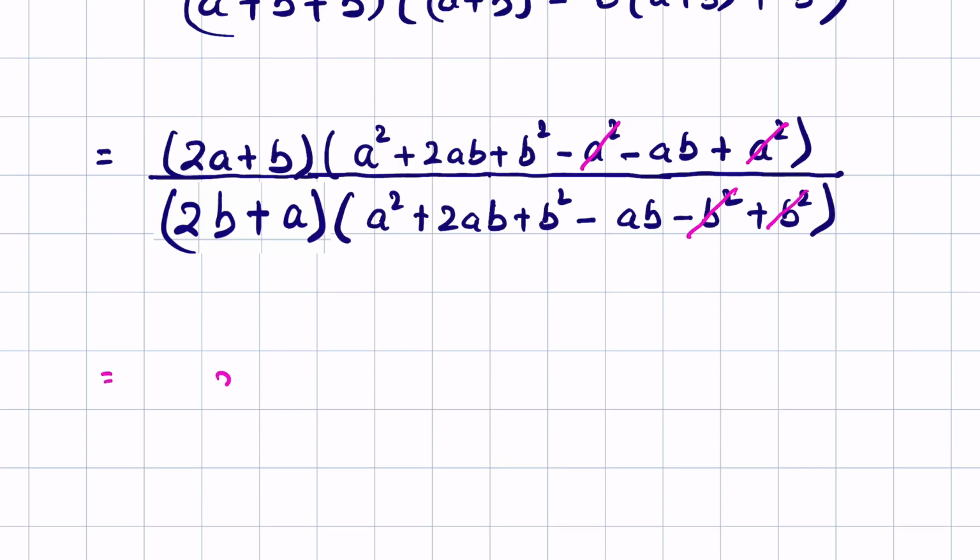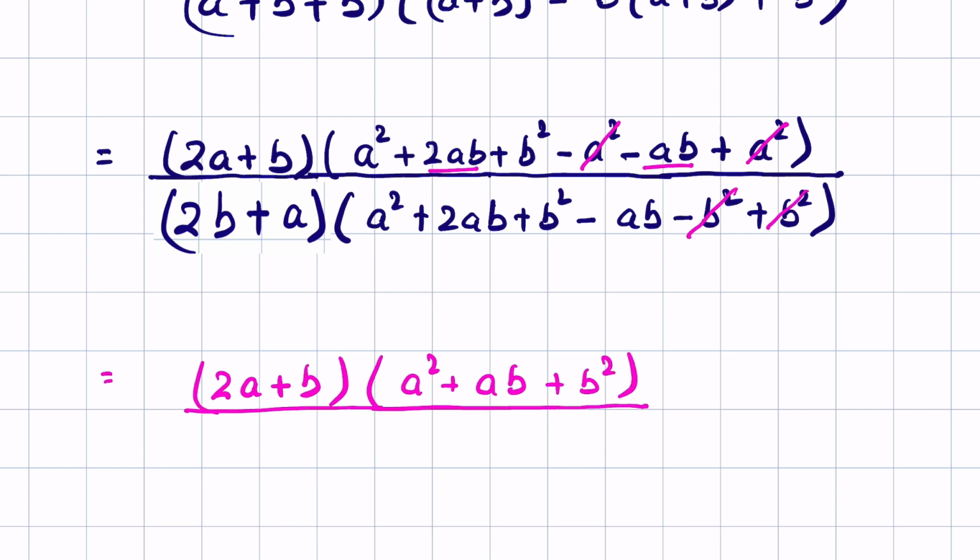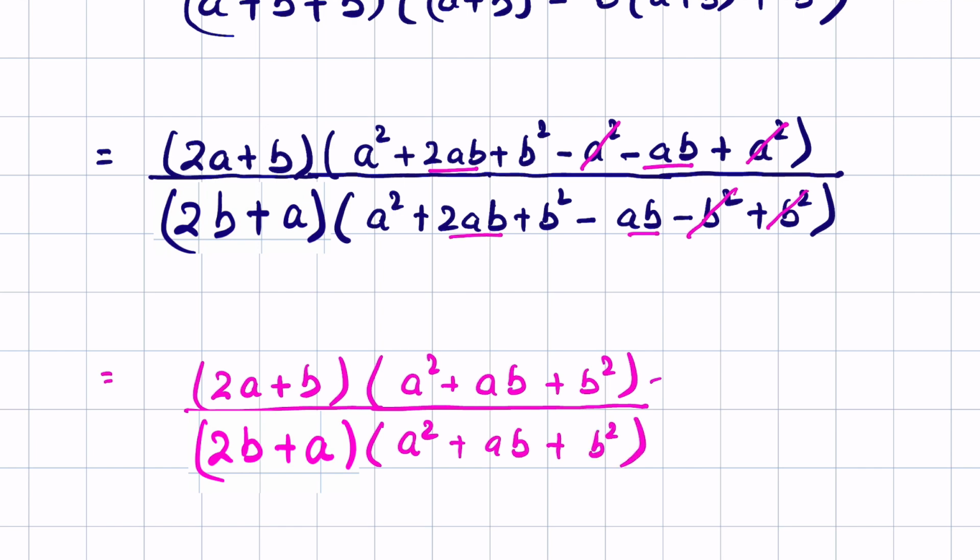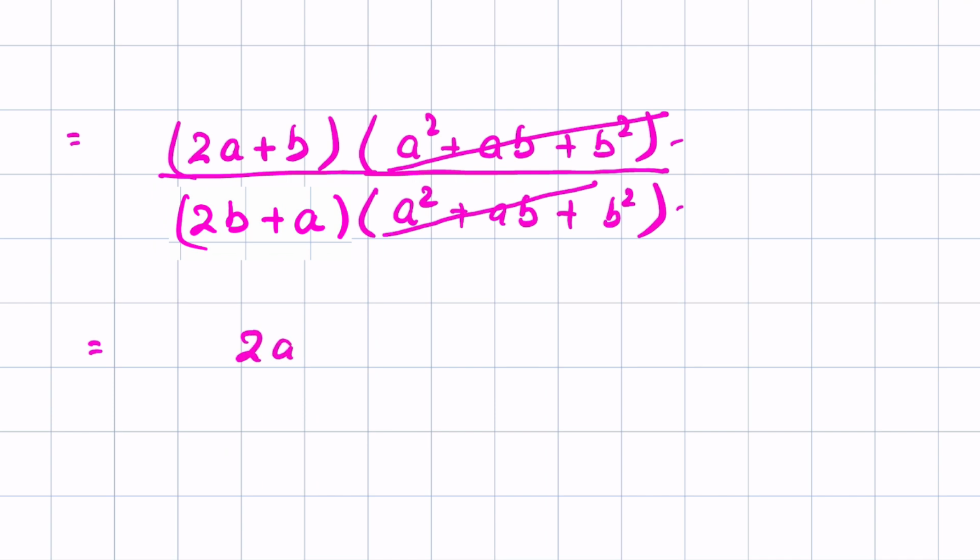So we have (2A plus B) bracket A square plus 2AB minus AB, which is AB, plus B square, upon (2B plus A) times A square, 2AB minus AB is plus AB, plus B square. Now both the terms are same, so we can cancel it. So 2A plus B upon 2B plus A.